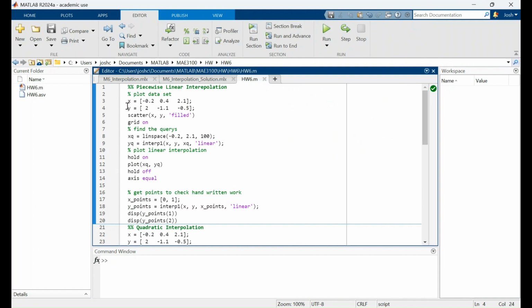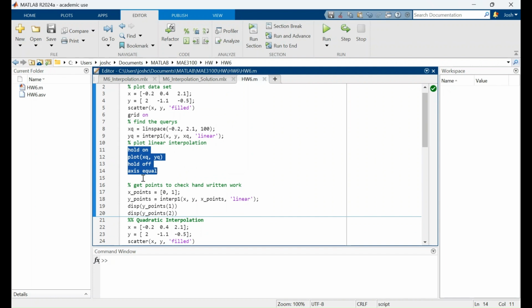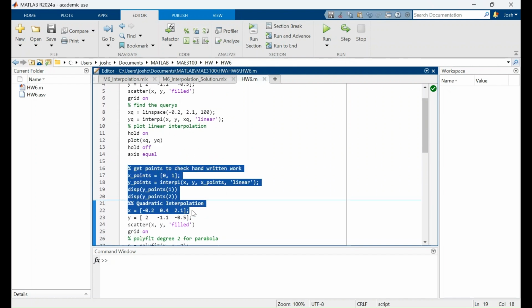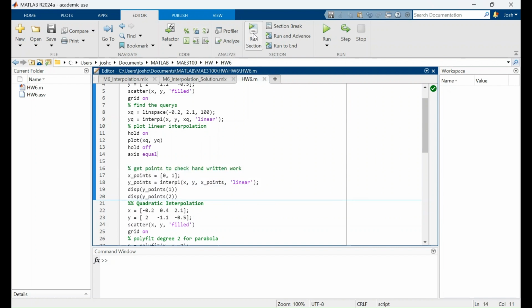Sorry, I just kind of froze reading the question. Here's our plotting for our original data set. We find our query values, kind of like what I was just talking about in the handwritten work, and then we plot the interpolation. And this is just a little addition I made to confirm if my handwritten work is right. So I'm going to run it.